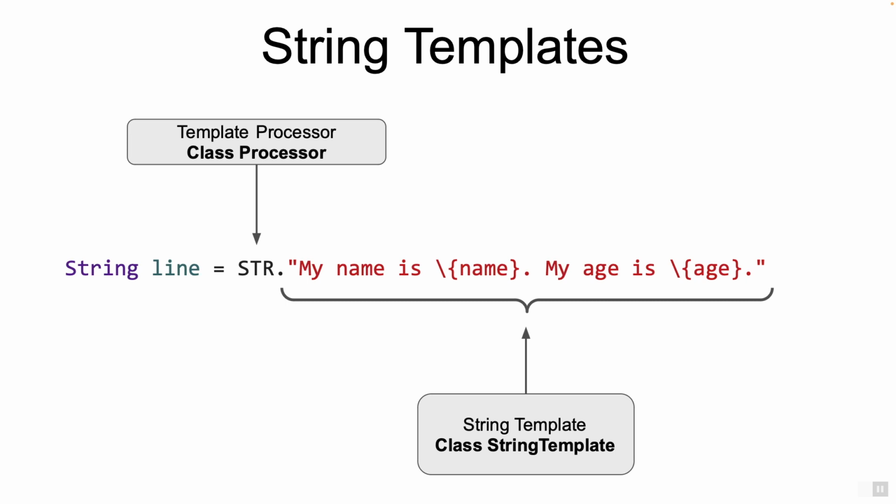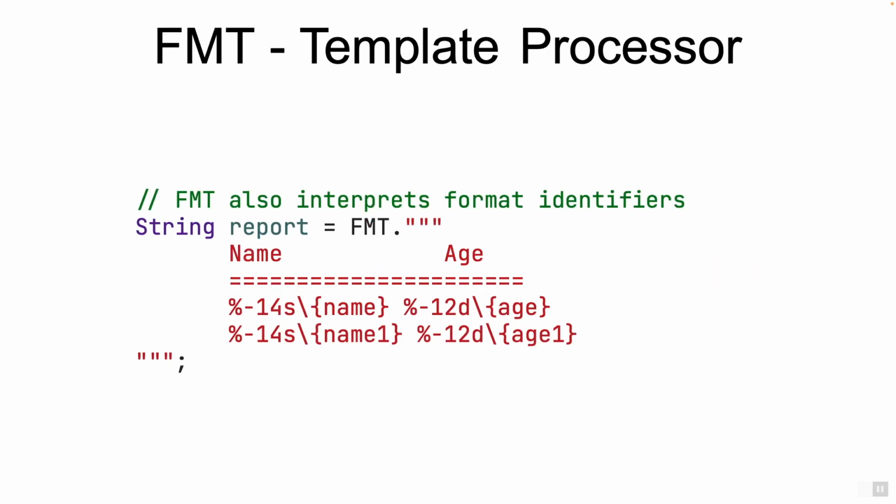Now, this is basically showing the template expression, which is divided into three parts: the template processor, the dot, and the template itself. Now coming to FMT, FMT performs string interpolation, but it also interprets format specifiers which appear to the left of embedded expressions. The format specifiers are the same as those defined in java.util.Formatter. And you can see on the screen, there are several format specifiers like %-14s, which is formatting the name.